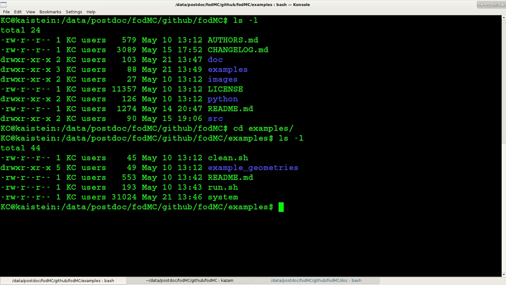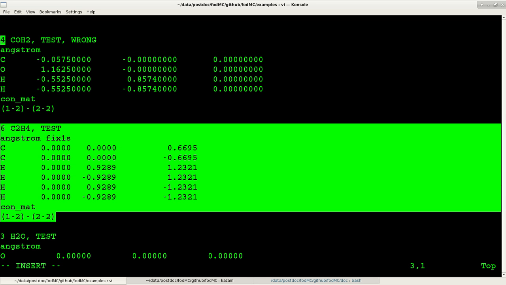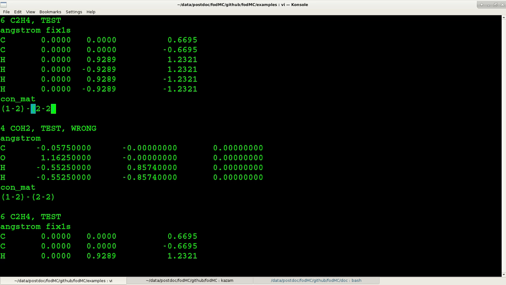So once more, we go into the examples folder and into our system file. And I want to use the second example, so I'm going to copy it up top. The input structure I explained in the last video. The only difference here is that we now have an additional keyword called fix1s, which places the 1s FODs at the nuclear positions, in this case of these two carbon atoms. And in addition, we now have a bond pattern that we specify explicitly, which is explained as follows.